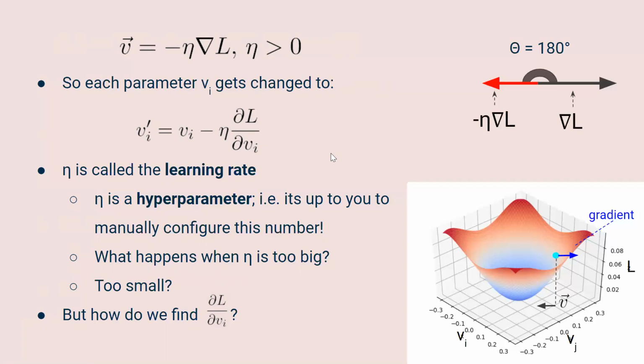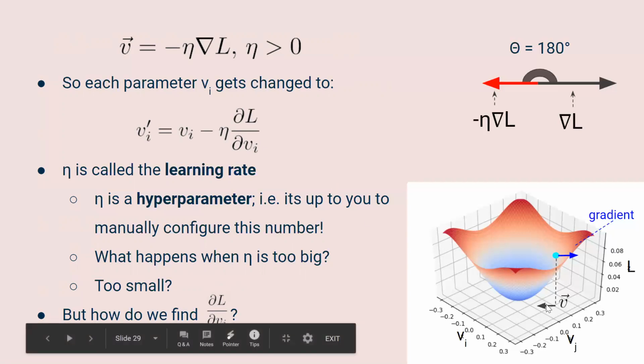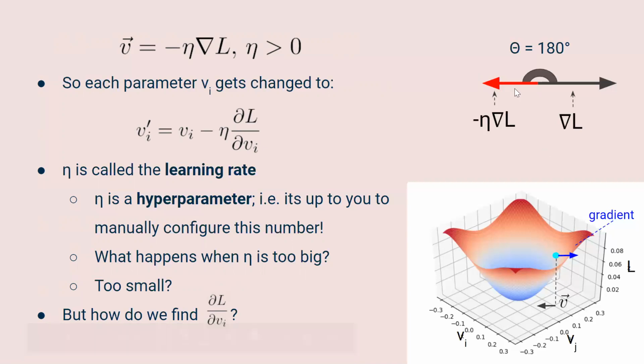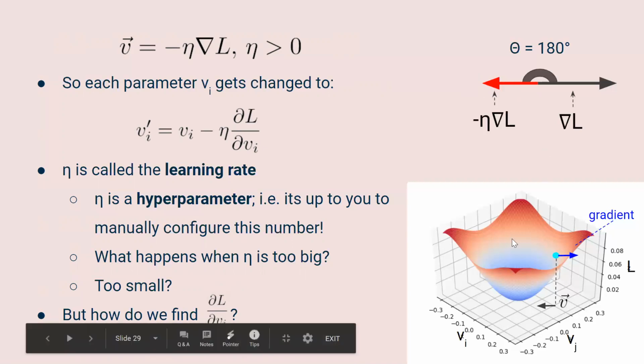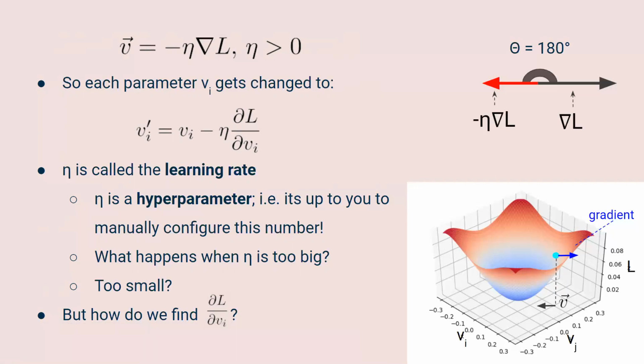This symbol here is called eta. It's called the learning rate. So basically it's the rate at which we learn. But geometrically, you can think of it as how big this vector V is, how big this red vector is. Again, we don't want it to be huge, because then we're going to overshoot and miss our minimum. But if it's too small, then it's going to take so long to get to our minimum. So really, it's up to you. Eta is called a hyperparameter, which is a number that you are supposed to manually configure. You basically just experiment with some different values for eta and see which one is best for your purposes. Okay.